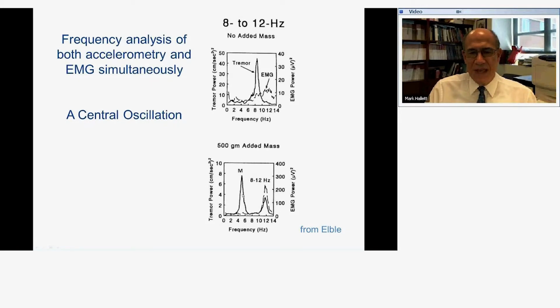So this is a mechanical peak. It goes down with the weighting, but you also have a peak here that is fixed in frequency and goes along with the EMG, and this is a central oscillation.